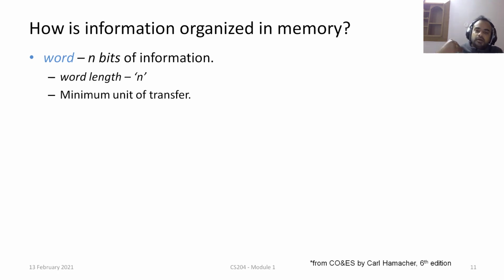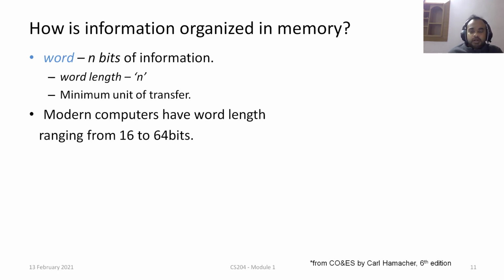And when the processor, or the CPU, wants to write the data, it would typically need to send n bits of data along with its address. It means the minimum transaction that can happen between the memory and the CPU is a word. Typically, the computers that we see today have word length somewhere between 16 to 64 bits. Typically, 16 would be for small embedded processors, and 64 bits, and even 72 bits for the current high-end processors.